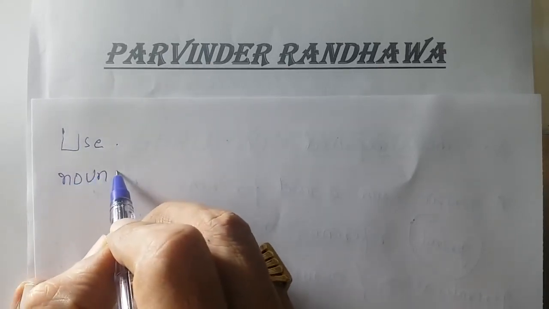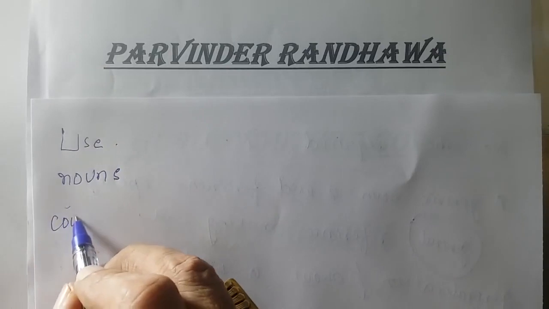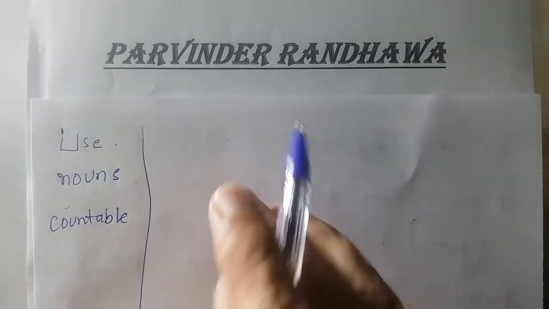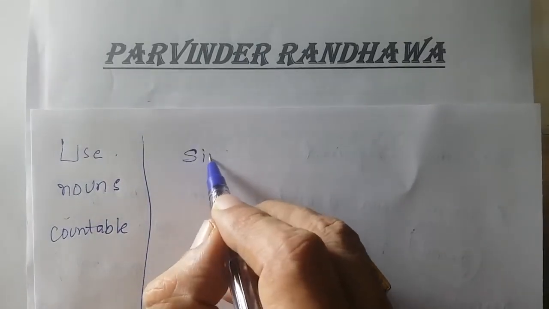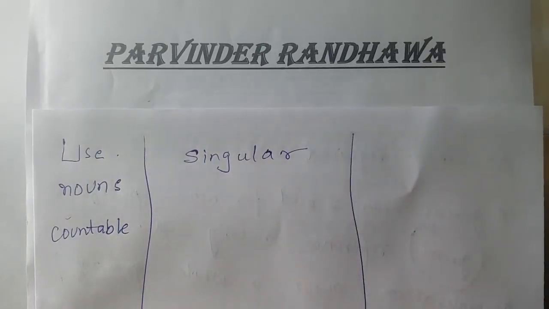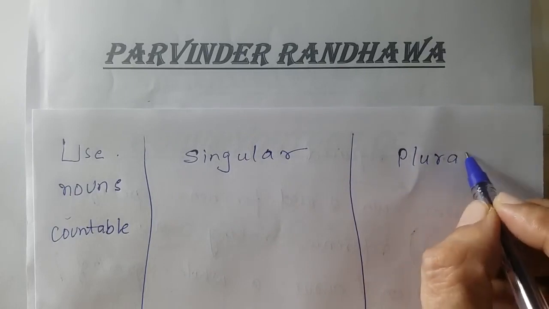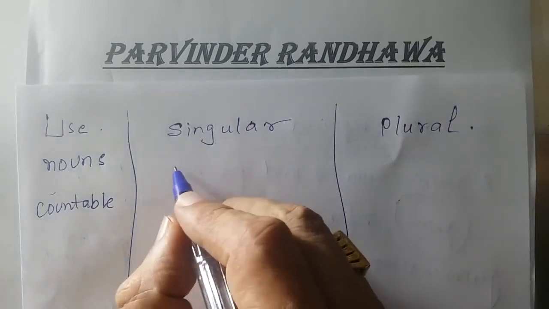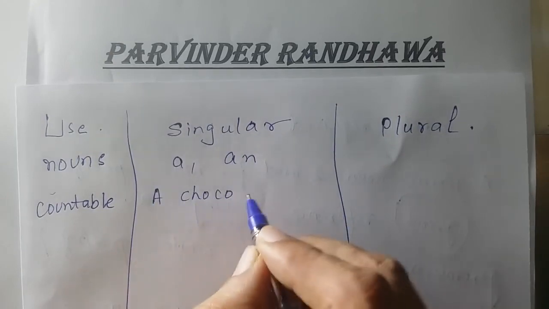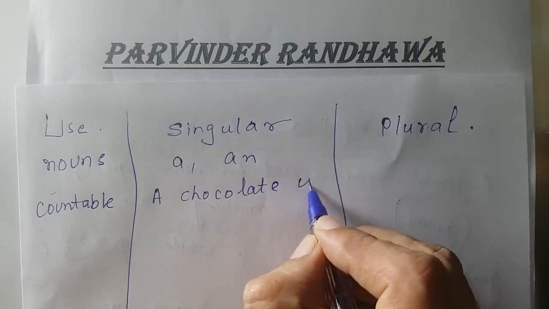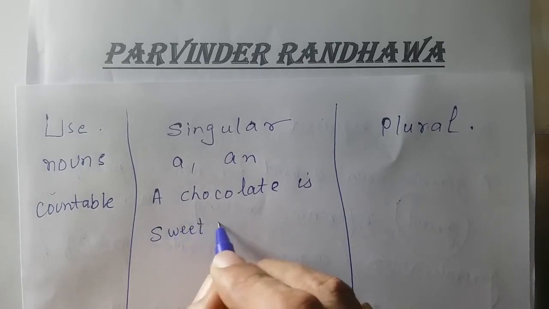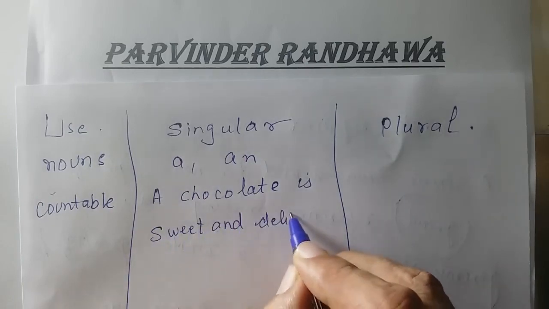Now I am going for the use here. Noun, or nouns, then I am writing countable. After this I am writing singular. After this I am writing a or an. For example, a chocolate is sweet and delicious.